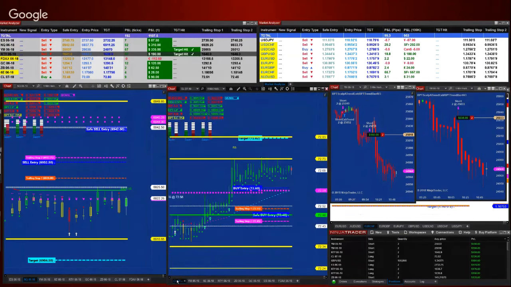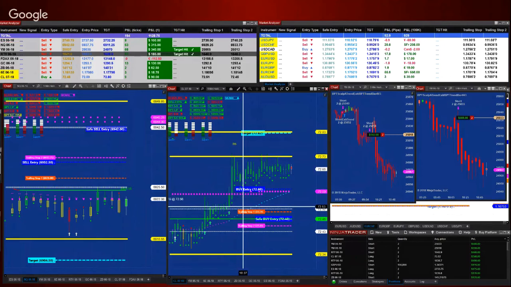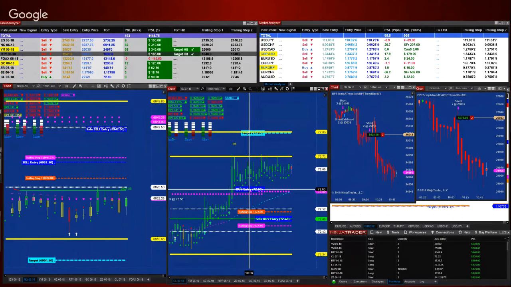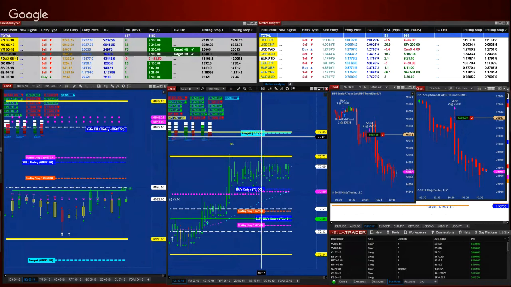Let's look at the CL. 72, 73 for the guys who follow the signal on the CL. We had the entry at 72.60, and now we are at 69. We got around 10 ticks out of that, but the target is 72.83, and there is no more short trade.